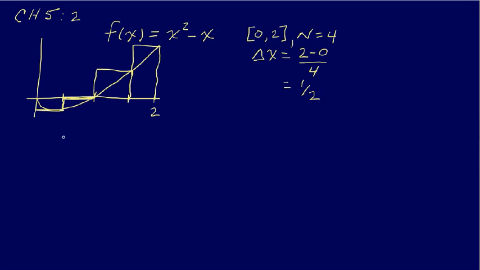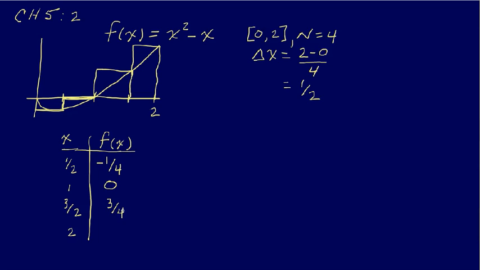So the x values of interest here are 1/2, 1, 3/2, and 2. The heights of my rectangles at those values will be the f of x values at those locations. So we have 1/2 squared is 1/4 minus 1/2. The first interval gives a function value of negative 1/4. 1, as we already mentioned, 1 squared minus 1 gives me a value of 0. 3/2 squared, 9/4, minus 3/2. 3/2 is 6/4, so that leaves me with 3/4 for that height. And finally at 2, 2 squared is 4, minus 2 gives me a value of 2.